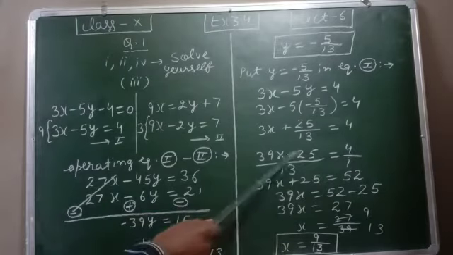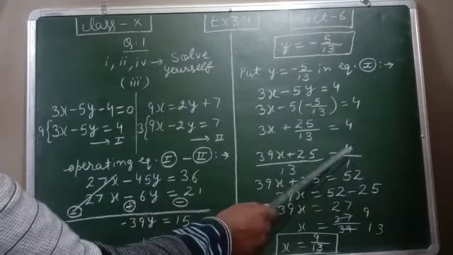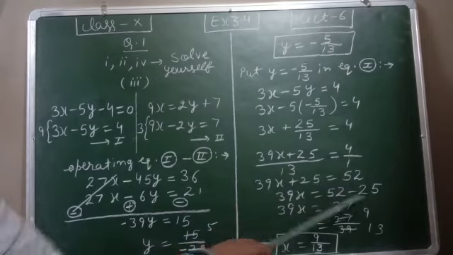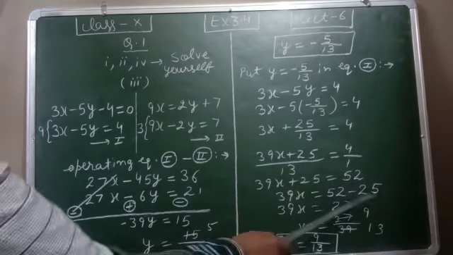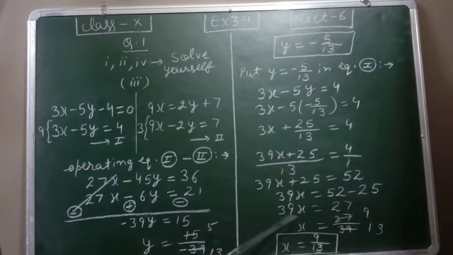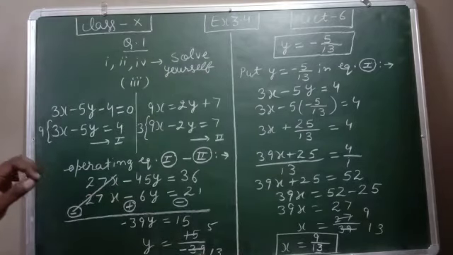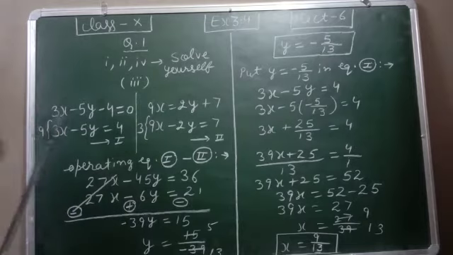So 1 multiply by this value as it is, 13 multiply by 4, 52. Now we will shift 25, it will become minus. So 39x, 52 minus 25, this is 27. This 39 will divide here. So you can write this value in lowest form. So it will become 9 upon 30. So the main point is only this, that you have to keep x and y on left hand side and constant on right hand side.